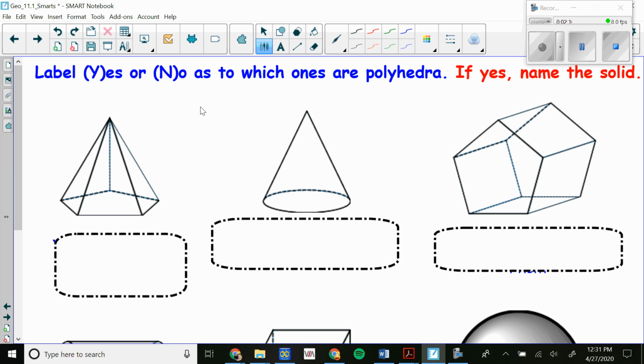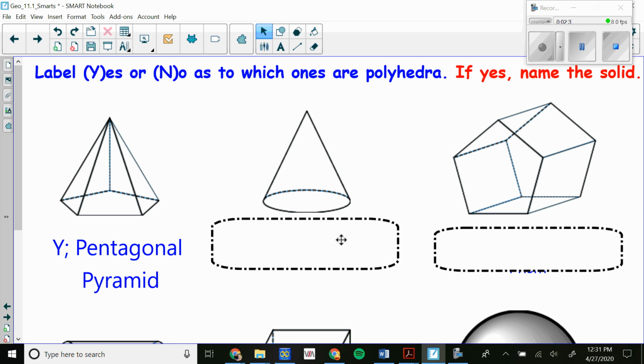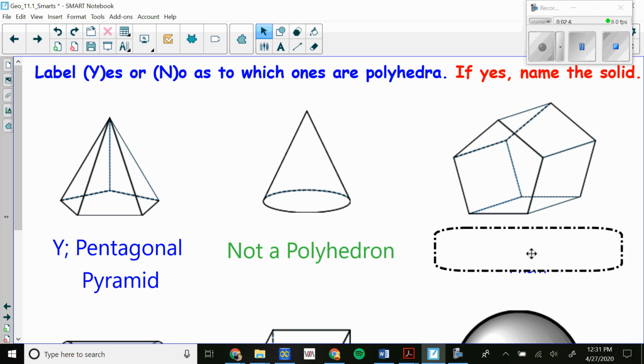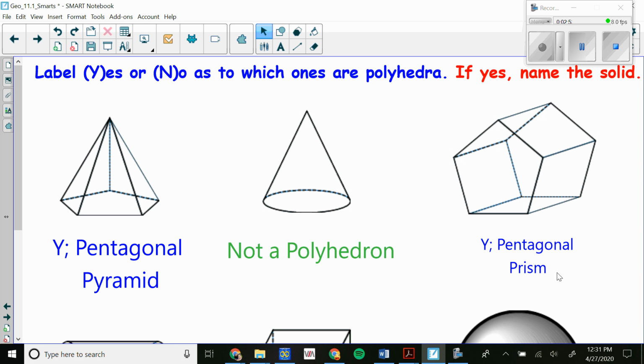All right, we're going to label each one yes or no, and if it is yes, a polyhedron, we're going to say which kind. This first one is yes, those are all polygons, and there are 5 sides on the base, so that is a pentagonal pyramid. This next one is no, that's a circle on the bottom, so that's not a polyhedron. Next one is yes. Again, 5 sides for the bases, a pentagonal prism this time, since there are 2 bases.